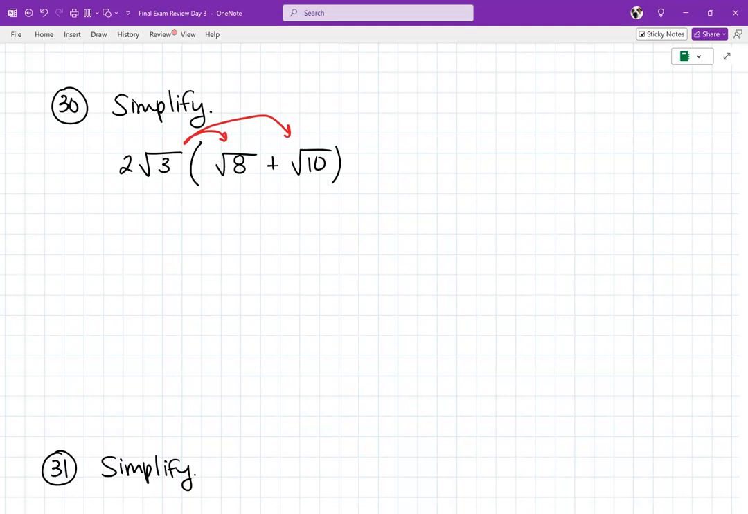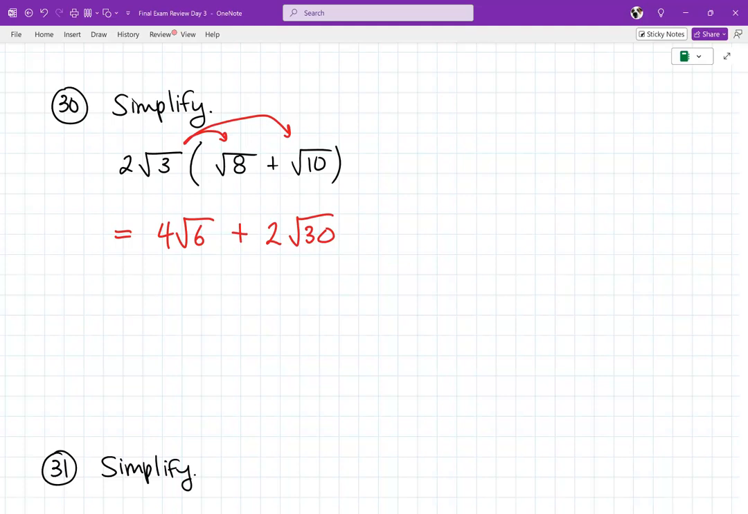And that gives me 4 radical 6. So it's 4 square root of 6 plus. Now I'm going to do the next part. 2 radical 3 times radical 10. That's 2 square root of 30.